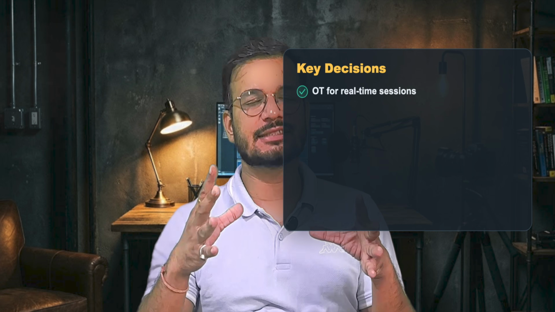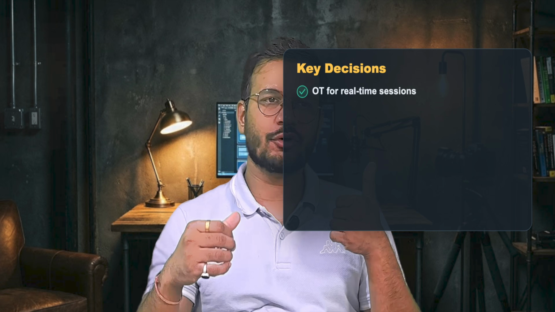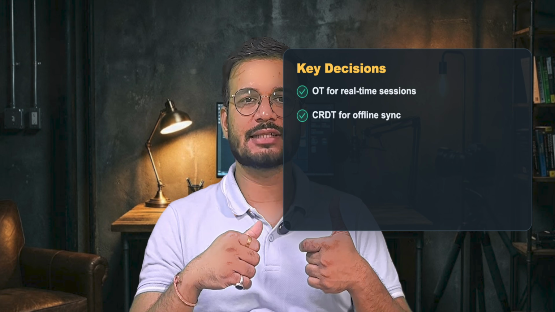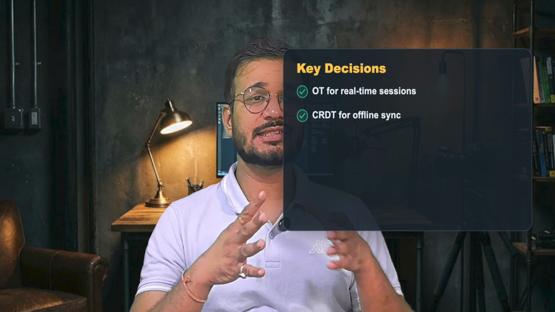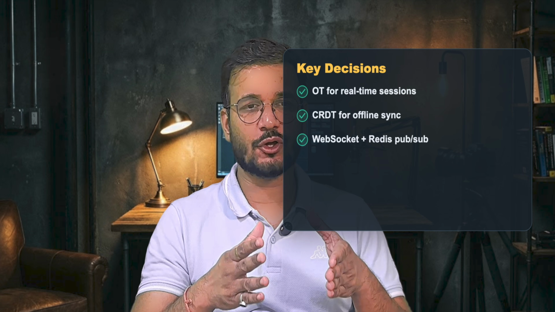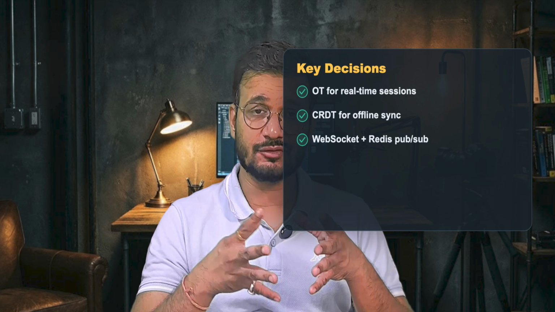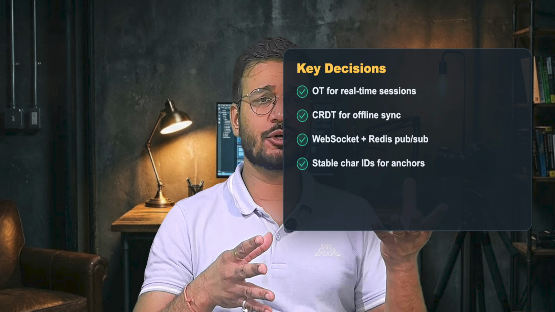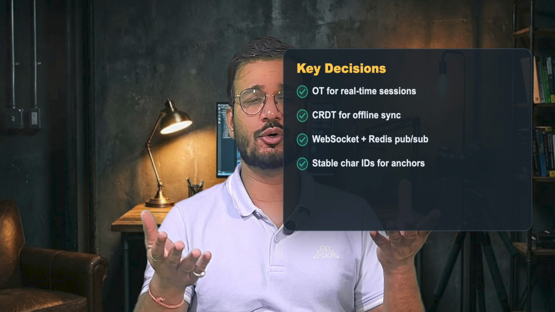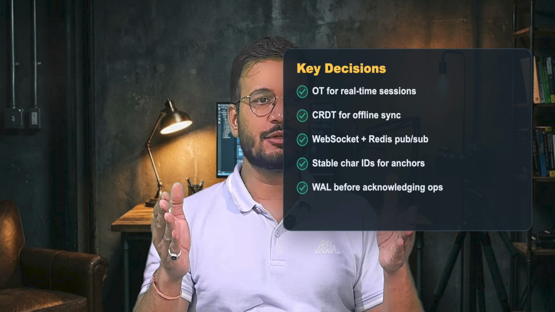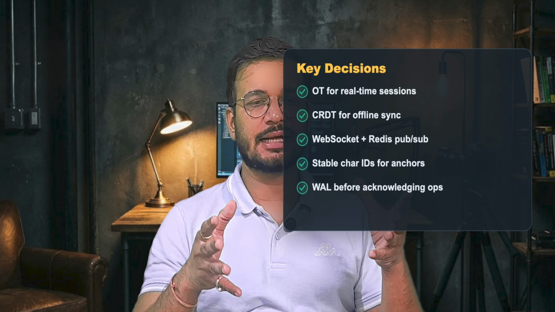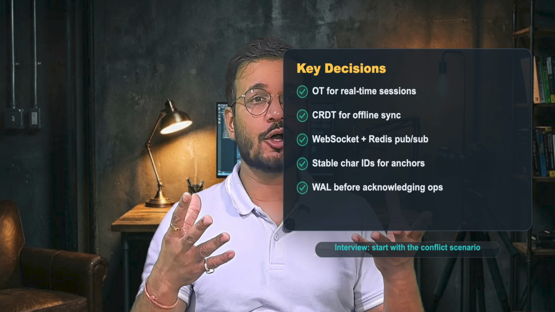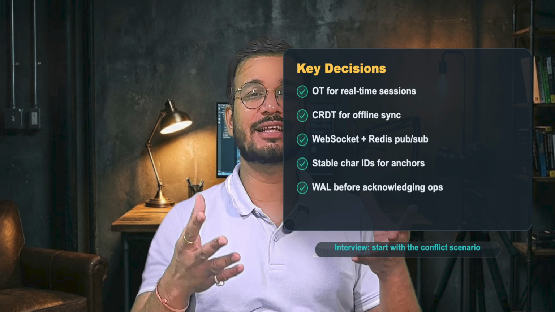So these are the key decisions we made today. OT for real-time active sessions because it is simpler, server-mediated, and ordering sidesteps TP2 issues. CRDT for offline sync because commutative operations handle large divergences and merge them efficiently. WebSocket is used for transport with Redis PubSub for cross-server broadcast. We use stable character IDs for anchoring cursors, comments, and version histories. Then we use a write-ahead log before acknowledging operations for crash safety.